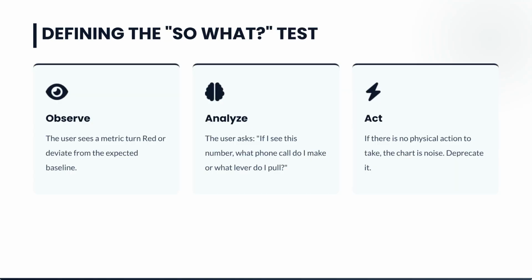Defining the "so what" test involves 3 steps. Observe when a metric deviates. Analyze by asking what action to take. Act by deprecating charts if there is no physical action to follow.